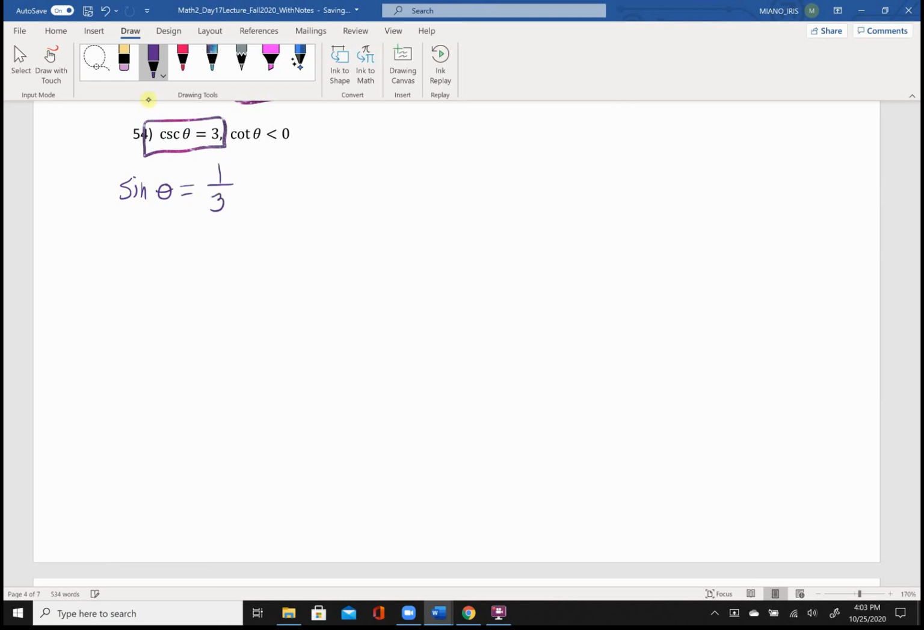Because that's the relationship between cosecant and sine. They are reciprocals of one another, right? So just flip it over and you'll get the sine. So that's all well and good. What can we glean from this piece of information?